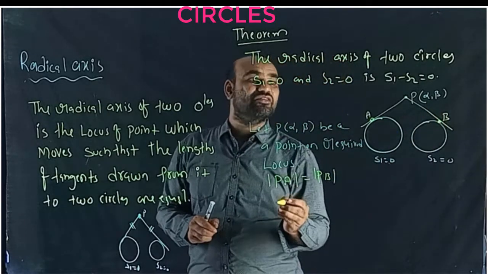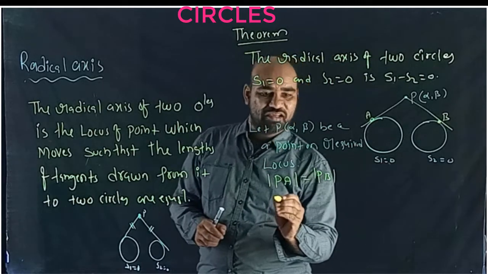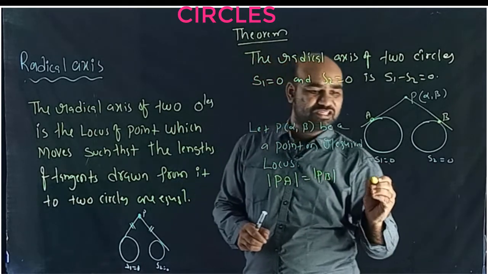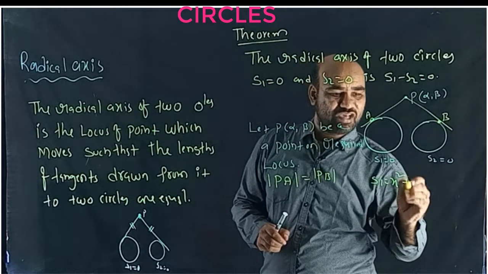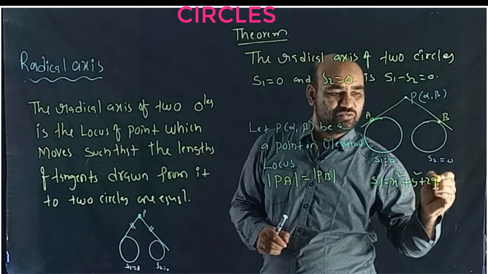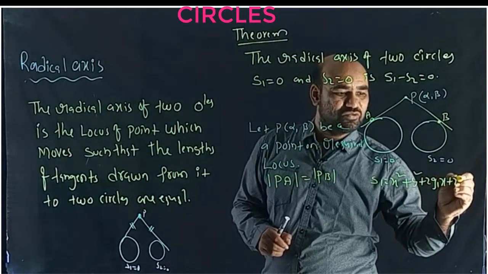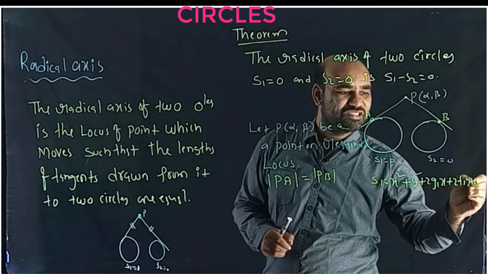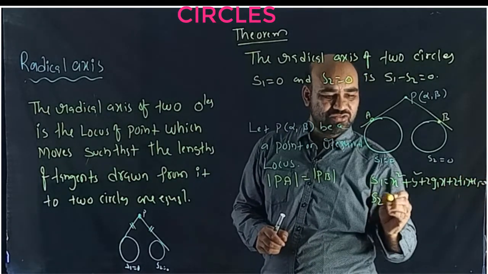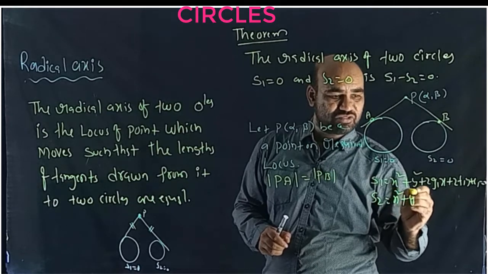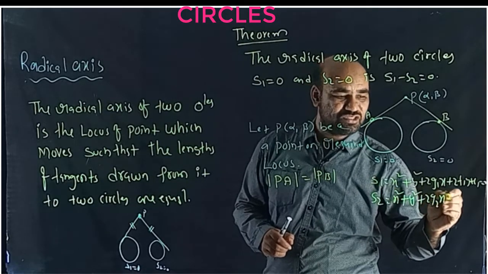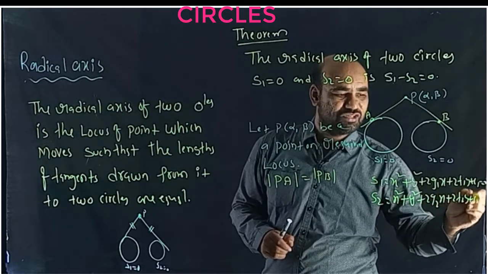Understood? So, first of all, I want to take the circles as S1, which stands for x square plus y square plus 2g1x plus 2f1y plus c1 equal to 0, and S2 is taken as x square plus y square plus 2g2x plus 2f2y plus c2 equal to 0.